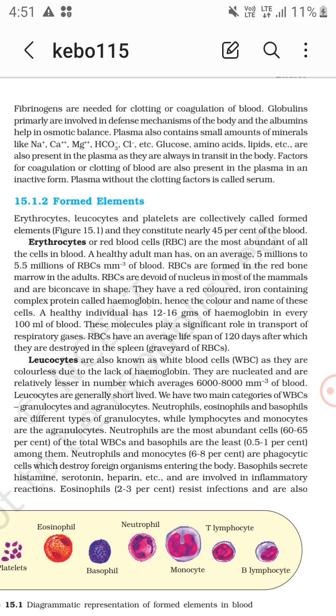Neutrophils and monocytes are phagocytic in nature. Neutrophils are the most abundant cells, that is 60 to 65% of the total WBCs, and basophils are the least, that is 0.5 to 1% among them. Neutrophils and monocytes, which are 6 to 8% in number, are the phagocytic cells which destroy foreign organisms entering the body.